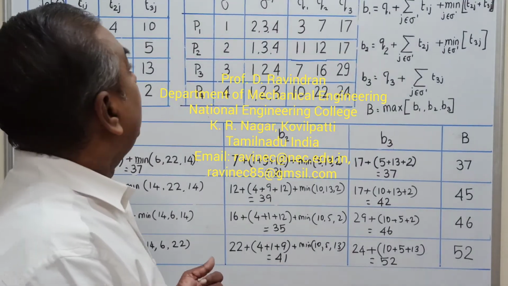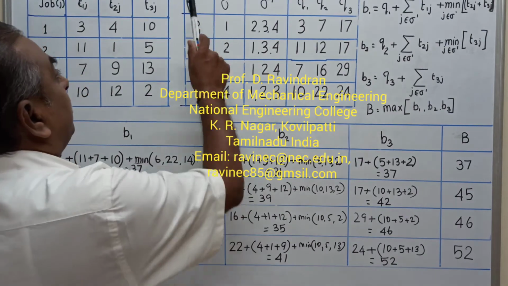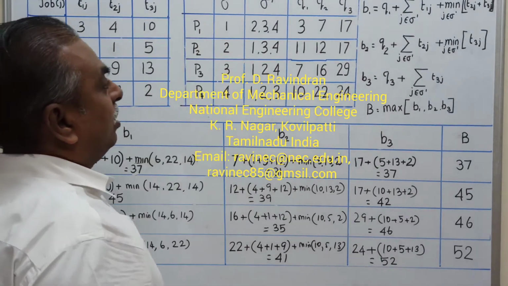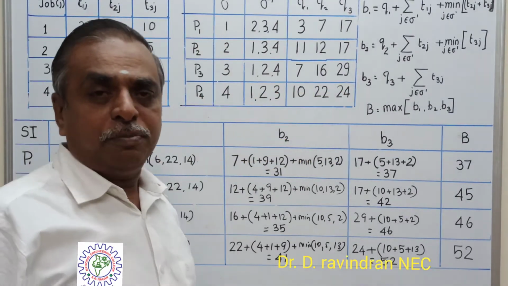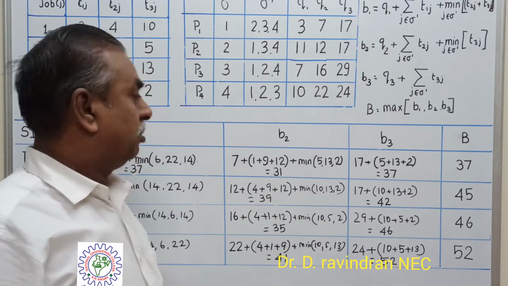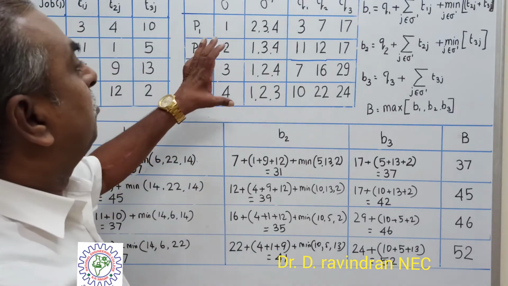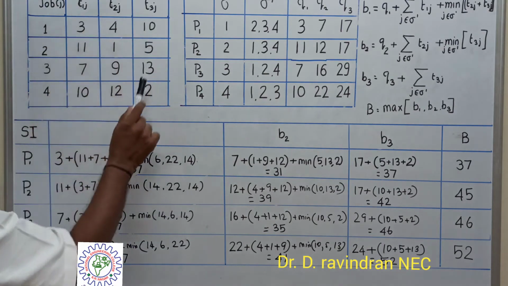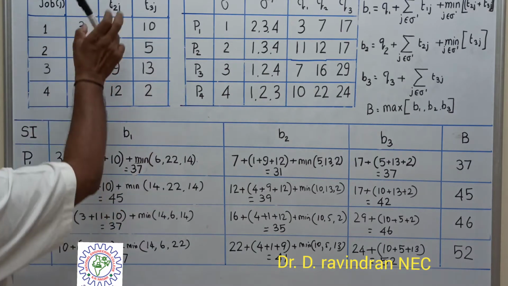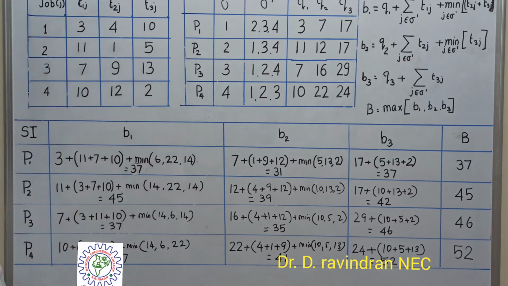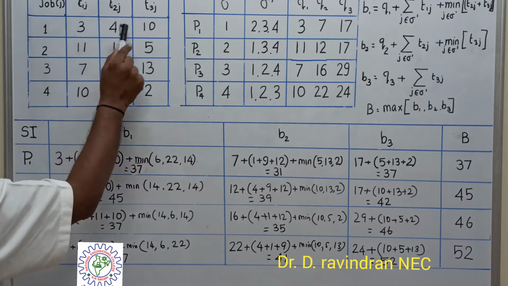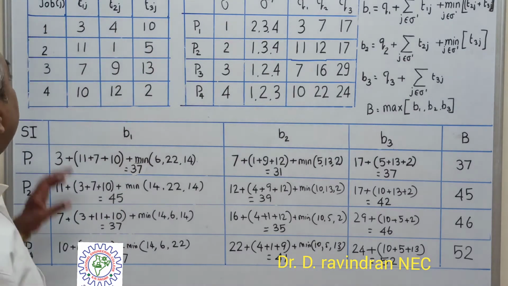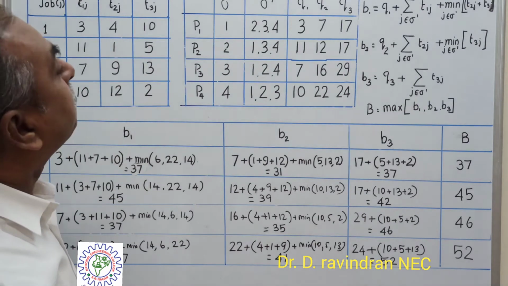Welcome everybody. Now we are going to learn about the branch and bound algorithm for n-job, n-machine flowshop problems with some numerical illustration. Here let us consider a small numerical problem consisting of 3 machines and 4 jobs, and the processing times are given for each job on each machine.